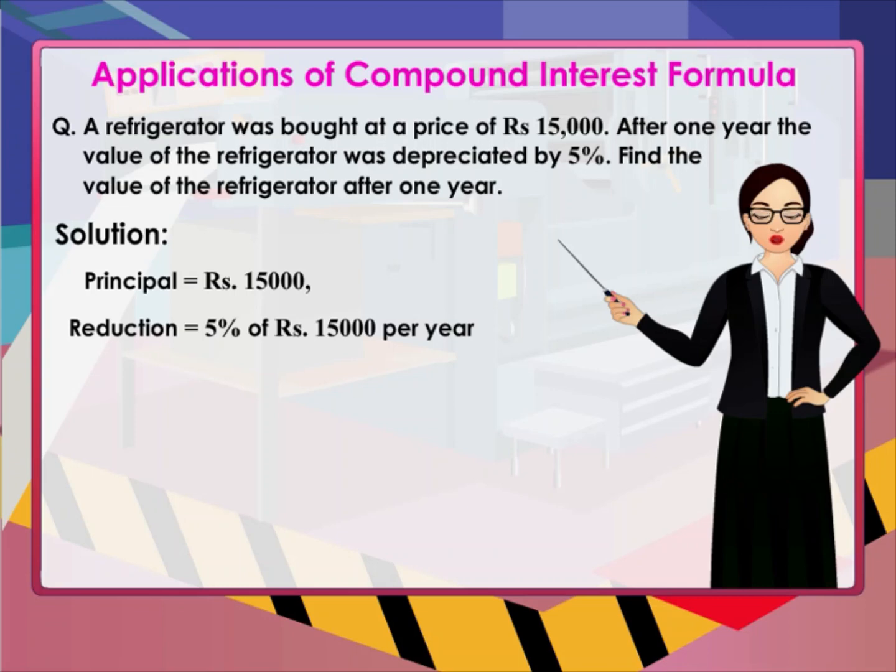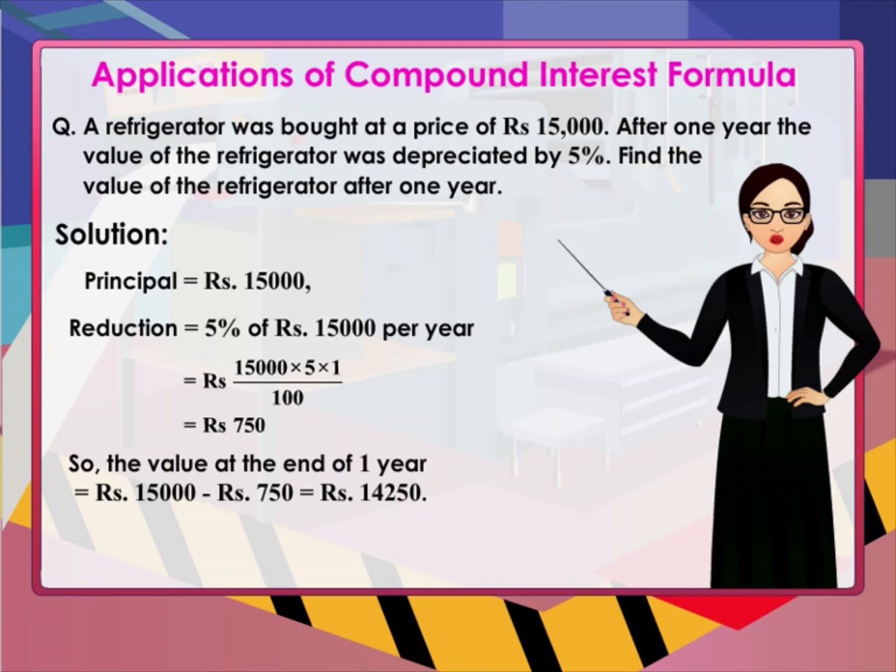First we calculate 5% of 15,000, that is 15,000 into 5 into 1 by 100. Cancel 2 zeros in the numerator and denominator and then multiply the remaining terms. We get rupees 750. So the value at the end of the first year is equal to rupees 15,000 minus rupees 750, which is equal to rupees 14,250.